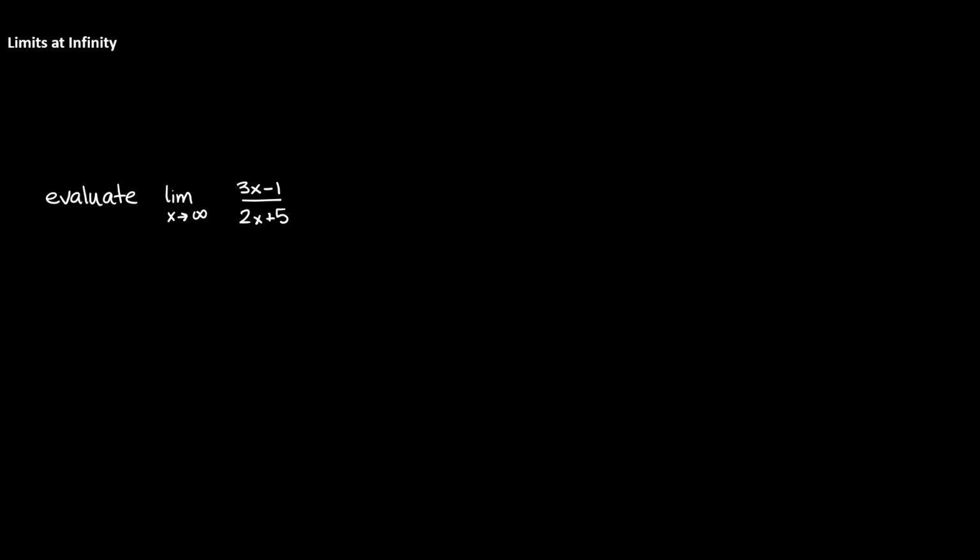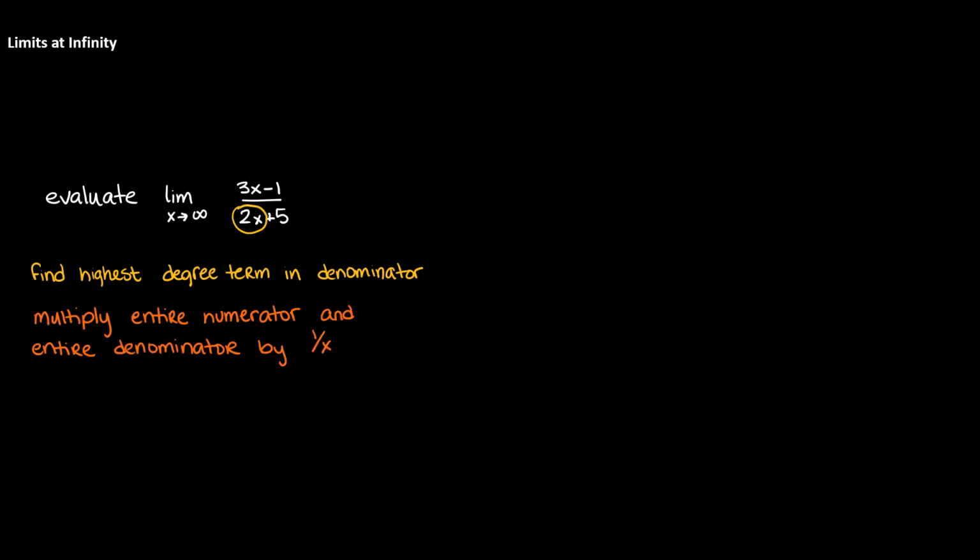Now that we understand what it means to look at limits at infinity, we might want to talk about how to evaluate these algebraically. If we have a rational function and we want to evaluate a limit tending towards infinity or negative infinity, one of the techniques we can use starts by looking for the highest degree term in the denominator. Then using that term to multiply the entire numerator and denominator by it.